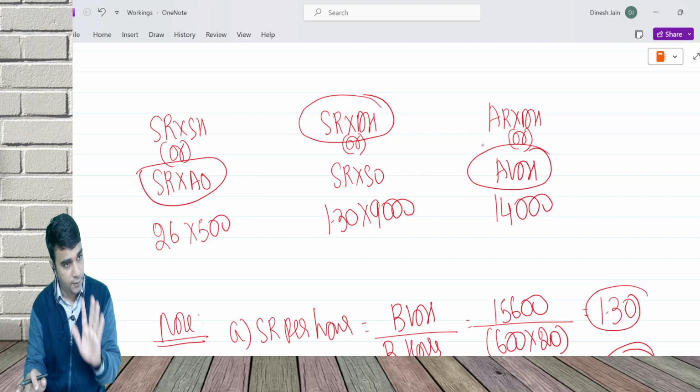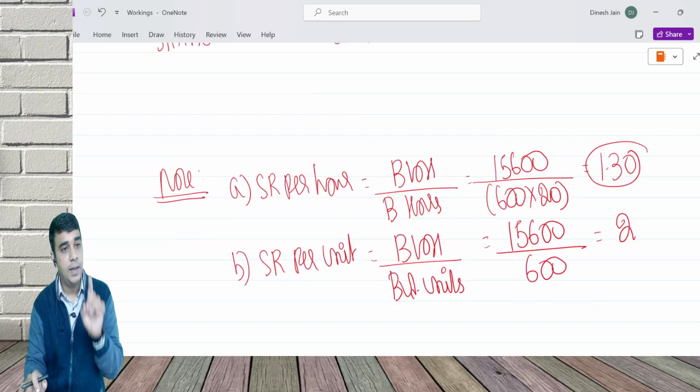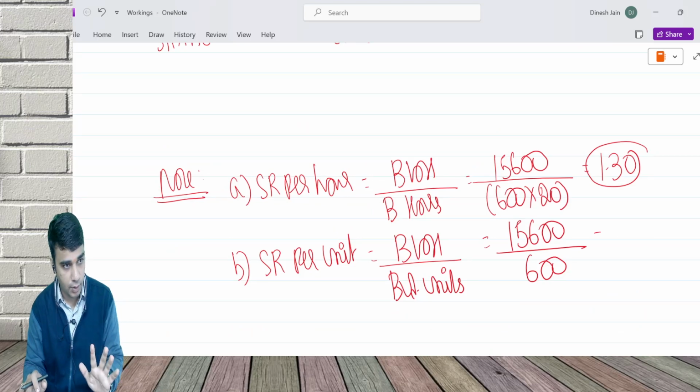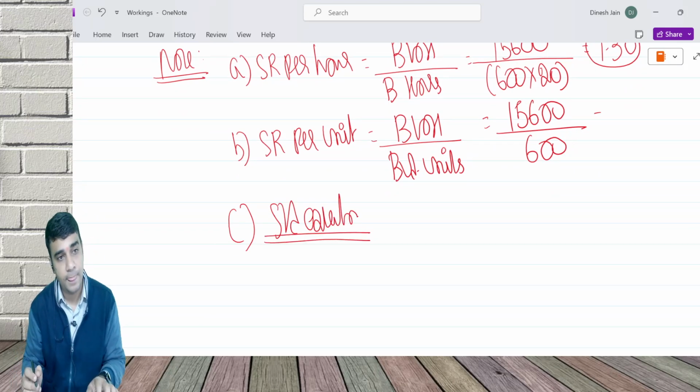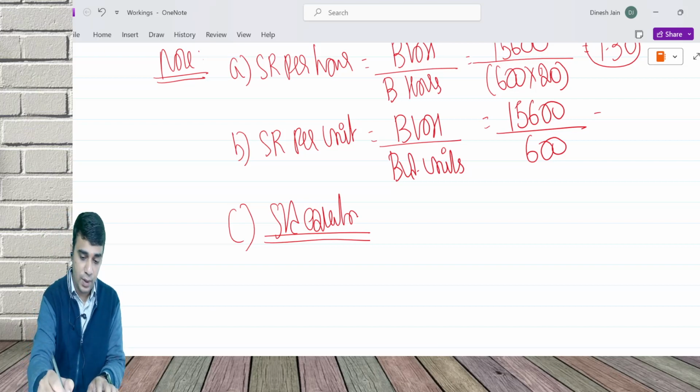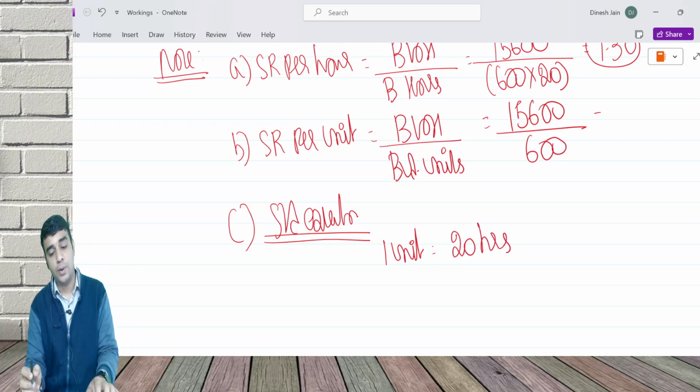I didn't want you to write. Wait for some time. This is one option where you end up writing these numbers directly. What we will do is I'll first do the other calculation also. Being the first question, I'm trying to show both. Okay. Next point number C. Standard equation. 1 unit is equal to 20 hours.